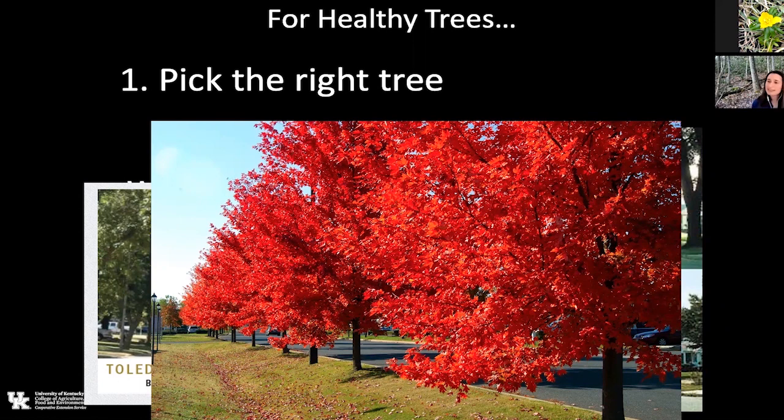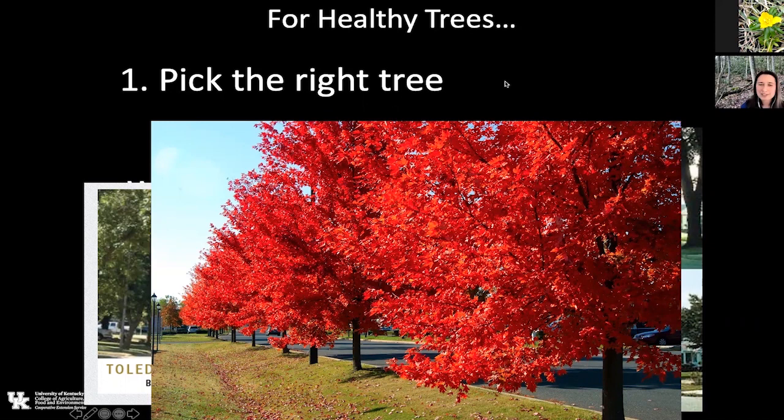But it also gives you more diversity in terms of the different fall color that you get, in terms of issues that can impact them, in terms of the support that they provide to insects and wildlife. So I think that's a good strategy for a number of reasons.